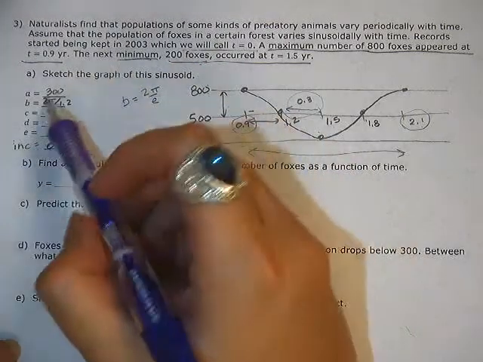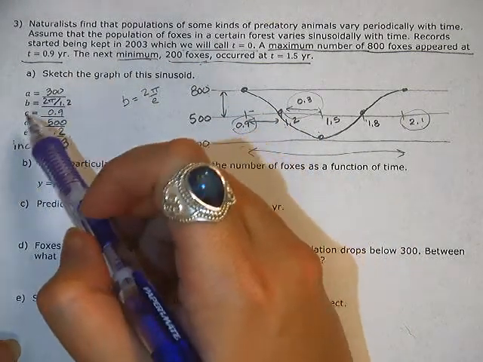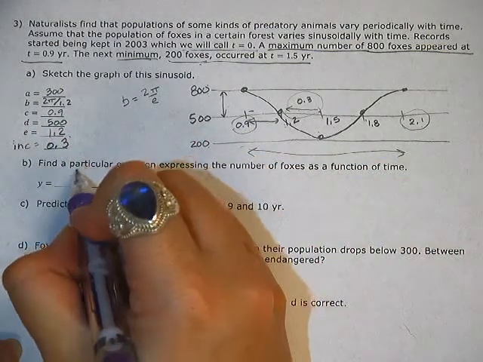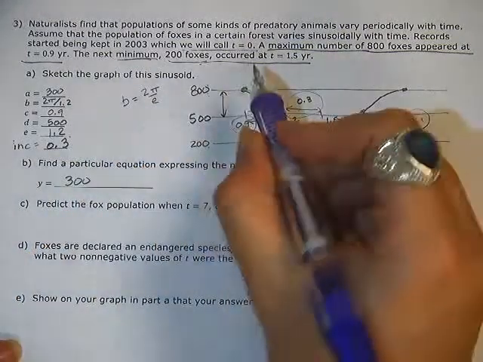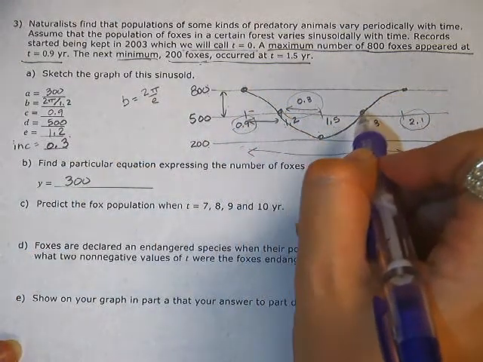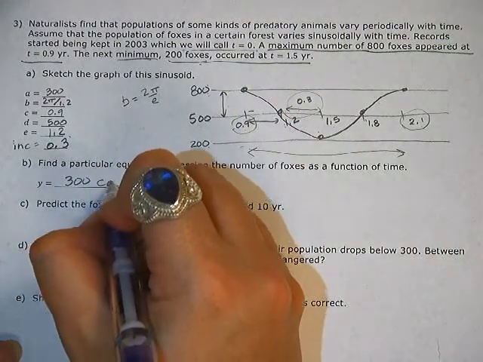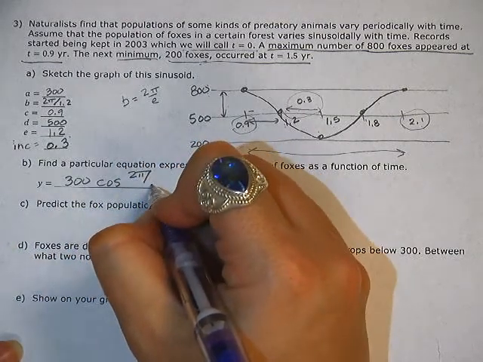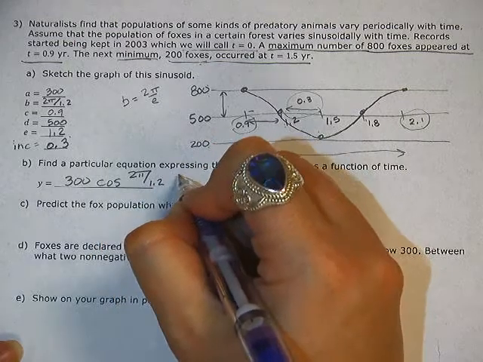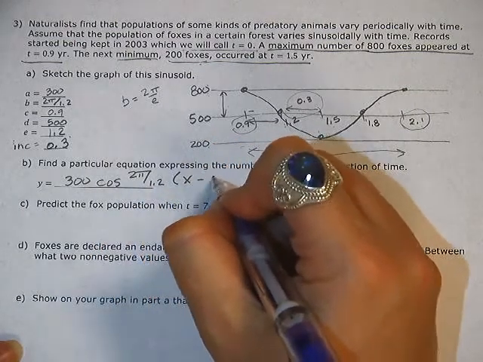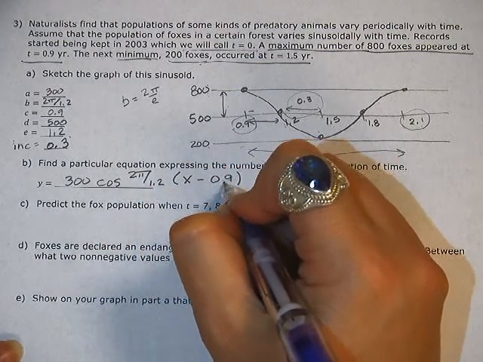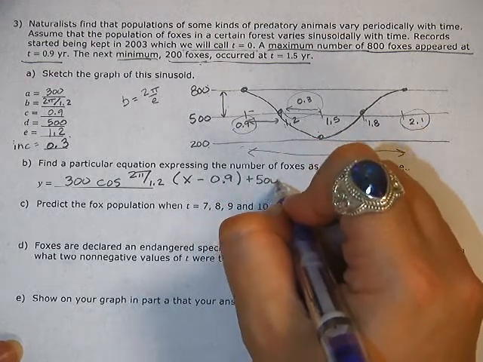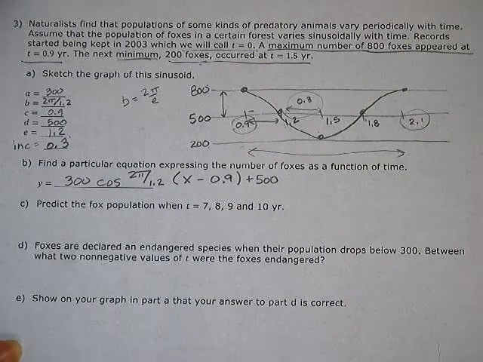I could reduce this, but since I'm going to put it in the calculator anyway, I'm not even going to reduce it. So I'm going to write it out here on my line, 300. I know because we start at the top and go down, this is the shape of a cosine curve. 300 cosine of 2 pi over 1.2 times (x minus c) plus d. And part B is done.